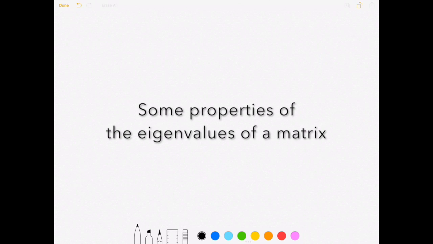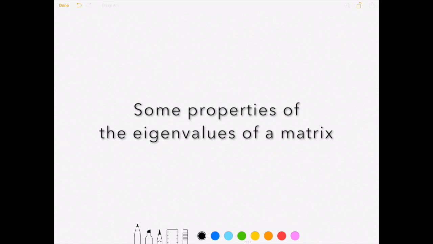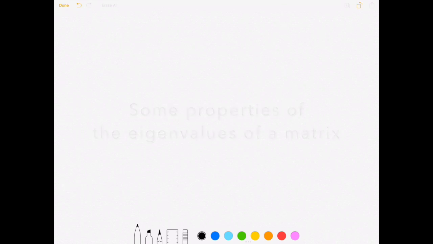Let's quickly look over some properties of eigenvalues that might be useful later on in this course. Recall, if A is an n by n matrix, then an eigenvector is some vector E that when we apply A to it, we simply get E back after it's been scaled by some scalar quantity lambda. So lambda is the eigenvalue of A associated with the eigenvector E.